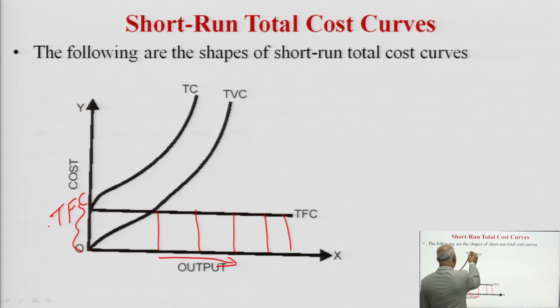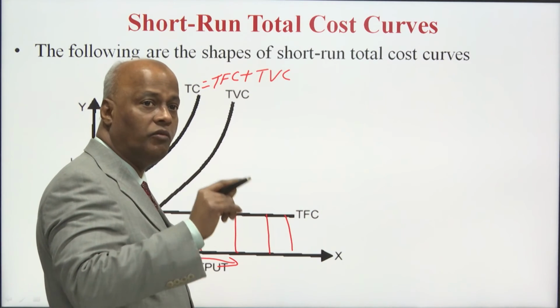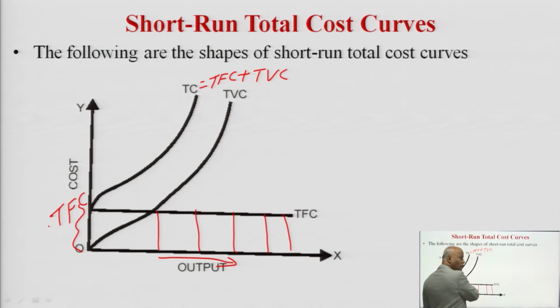This portion is the TFC, the total fixed cost. We know that total cost is nothing but total fixed cost plus total variable cost. So, if this is the total fixed cost, then the total variable cost will start from the origin. Okay. Why will the total variable cost start from the origin? Because when 0 output is produced, there is obviously no variable cost you are incurring, and when the output changes, the variable cost also changes.